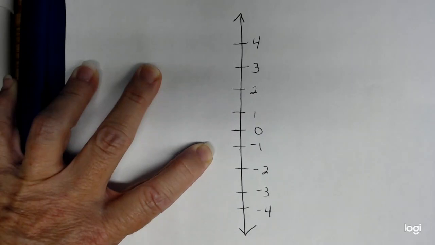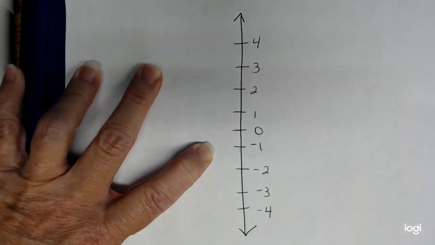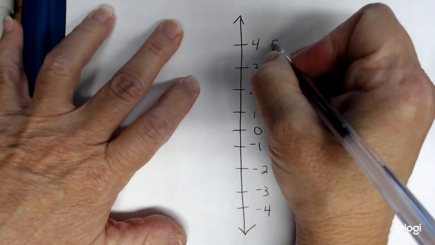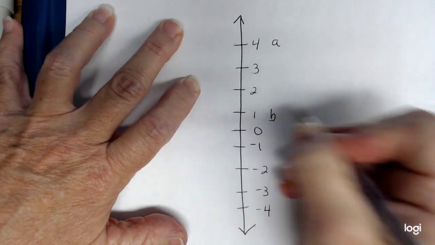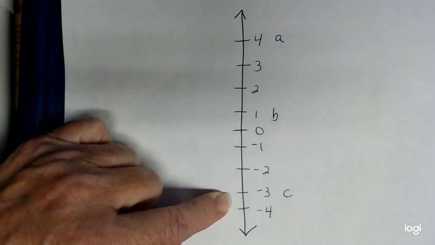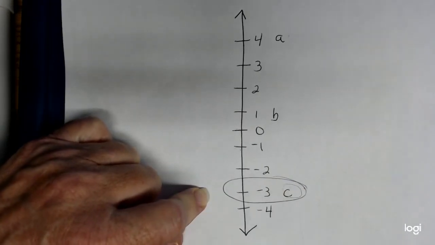One of the things I'm going to ask you to do is look at a number line, and tell me what represents something. So for example, if I called this A, this B, this C, and I would say which one of these represents -3, you're going to tell me C represents -3.